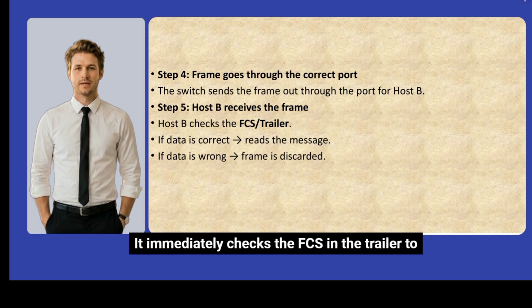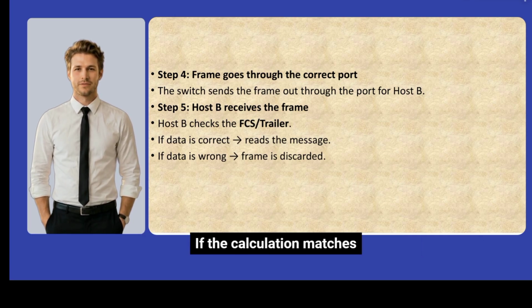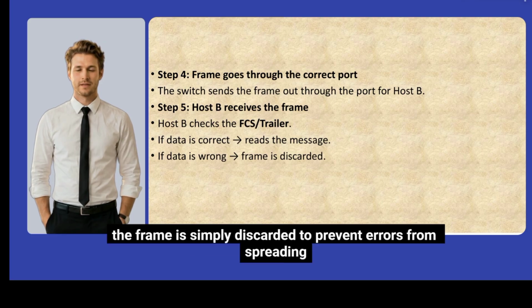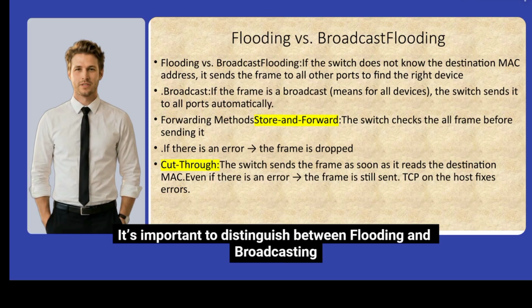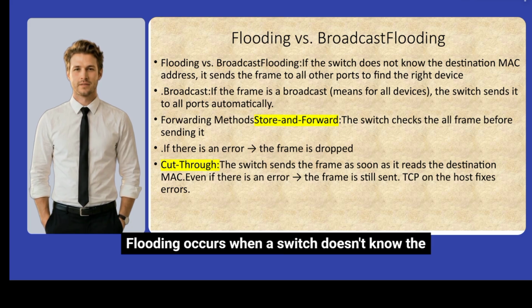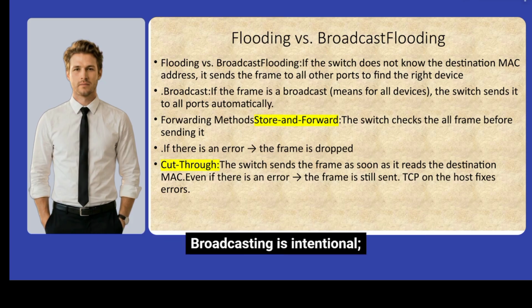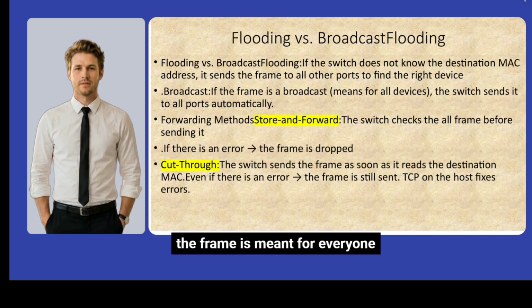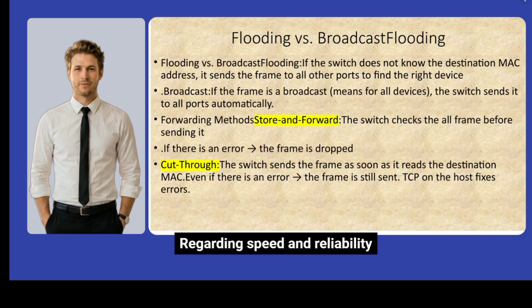It immediately checks the FCS in the trailer to ensure the data wasn't corrupted during transit. If the calculation matches, it reads the message. If there's a mismatch, the frame is simply discarded to prevent errors from spreading. It's important to distinguish between flooding and broadcasting. Flooding occurs when a switch doesn't know the destination MAC and sends the frame to all ports just to locate it. Broadcasting is intentional. The frame is meant for everyone, so the switch automatically sends it to all ports.